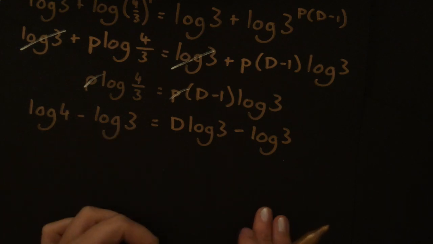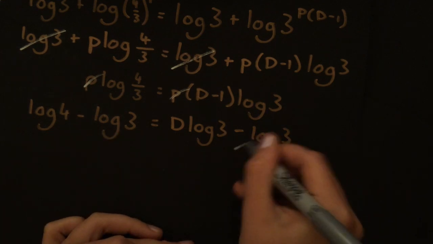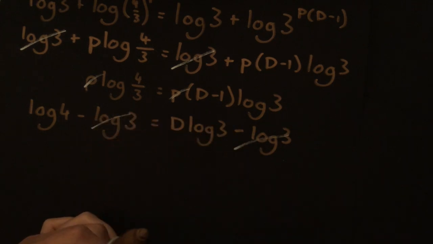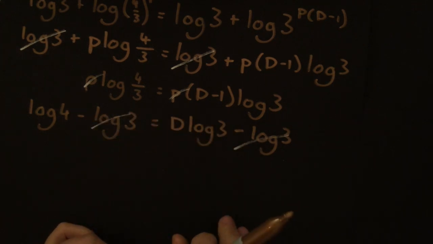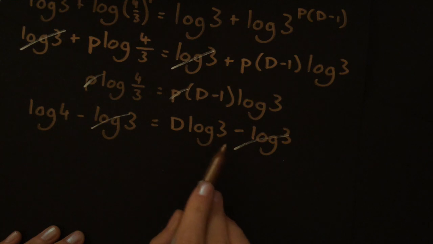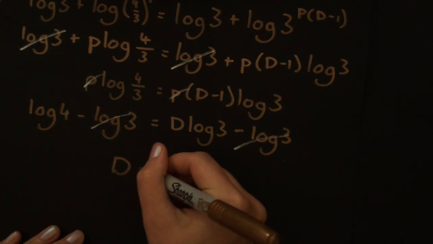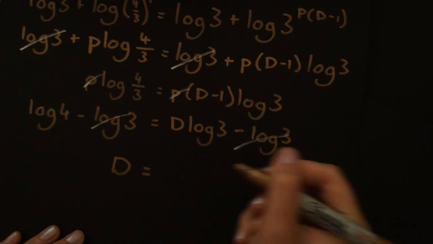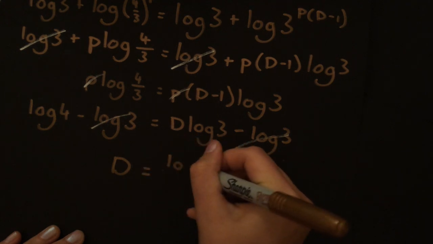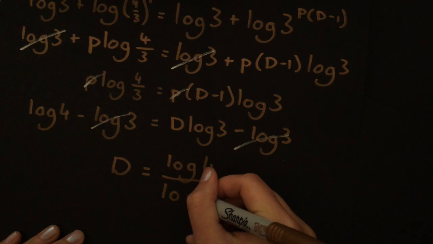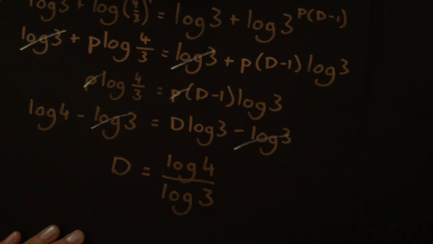And look what's going to happen to the other side as well. So that take away log 3, that take away log 3, they're going to cancel out. And I'm now left with d log 3 is equal to log 4. And I think we can very happily follow from there that d is equal to log 4 divided by log 3. QED, yo! So there you have it. We managed to calculate the fractal dimension of a Koch snowflake.